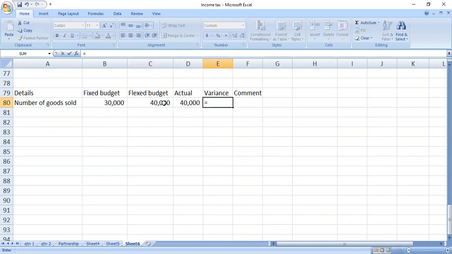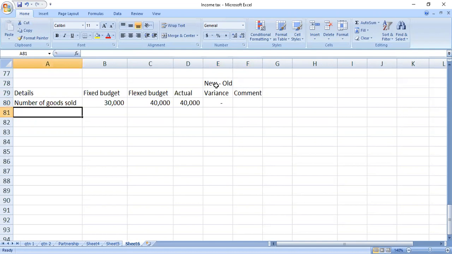So when you compare, it's always new minus old. And the new is not the flexible. The new is always the actual. So it's actual minus flexible. Then you comment. Of course, here you can't comment because you have a 0. Then you can look at one of the lines and see how it goes.